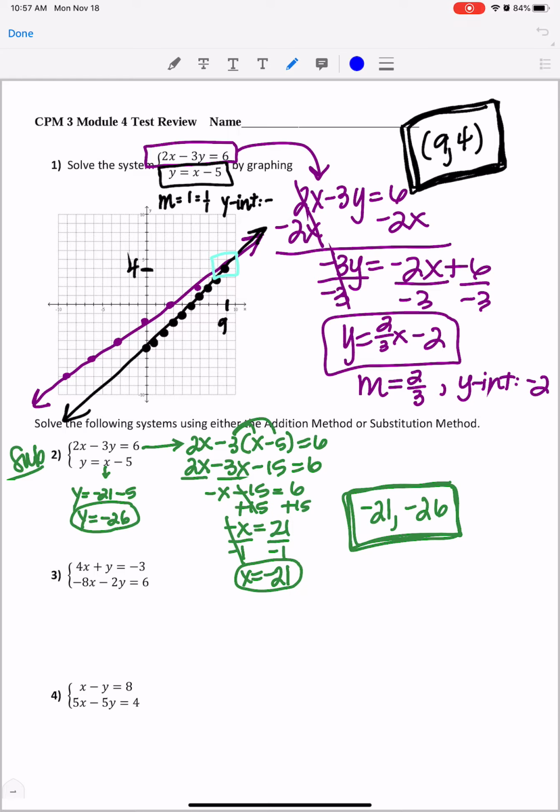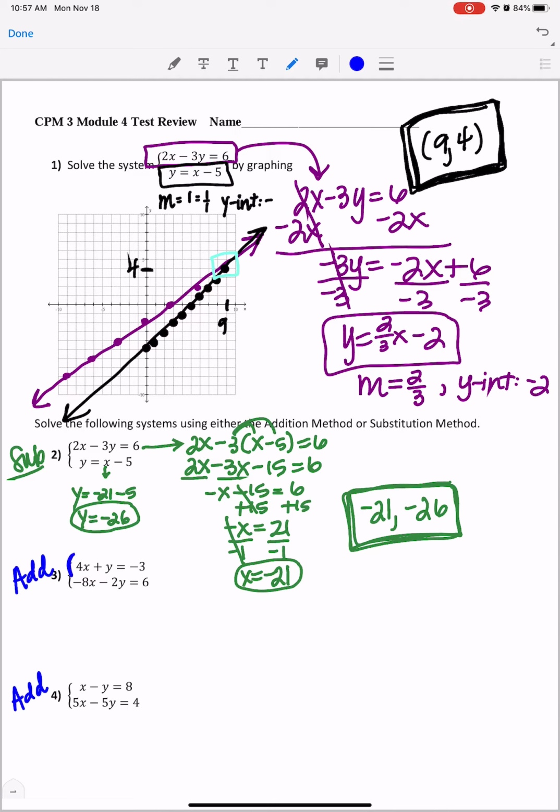Now these two, you have nothing that's already solved for. So with both of these, I'm going to use addition. If we look at this one here, nothing already cancels out. But if I want to cancel, let's say, my y's, you've got a positive y and a negative y.